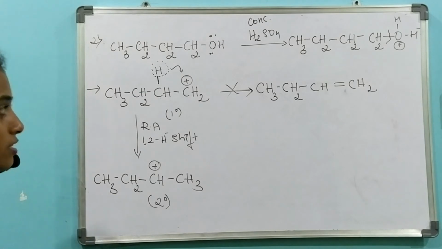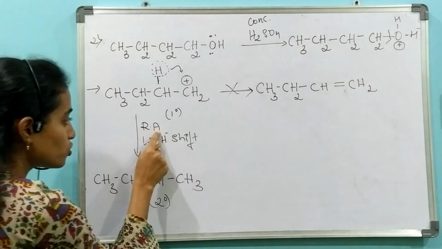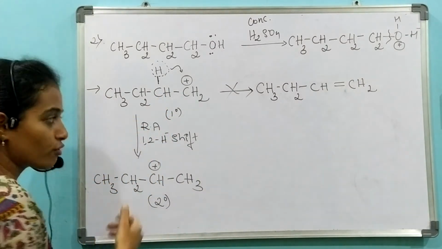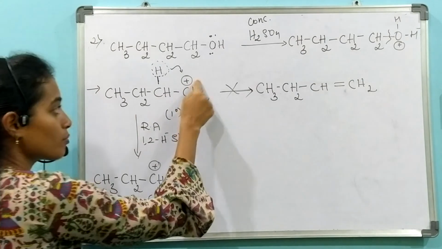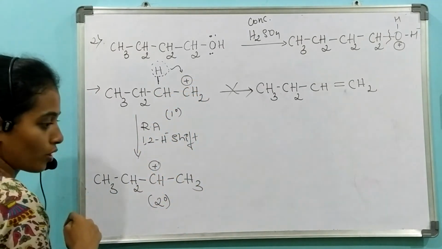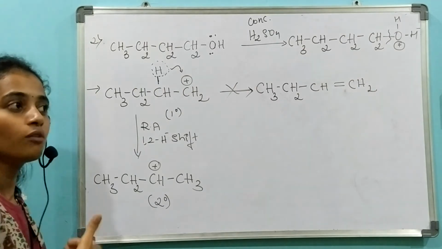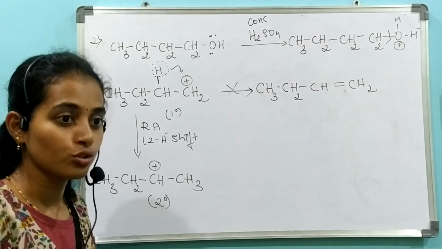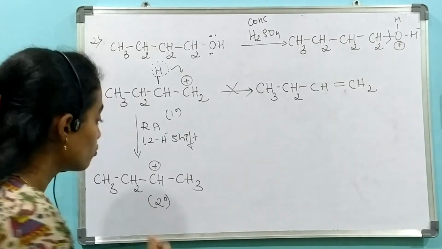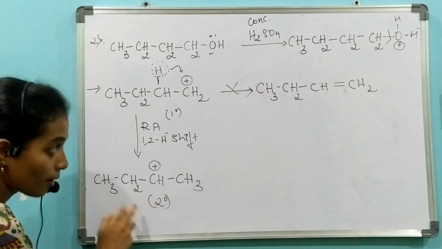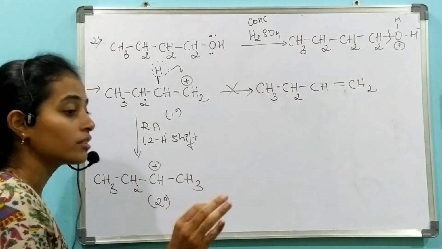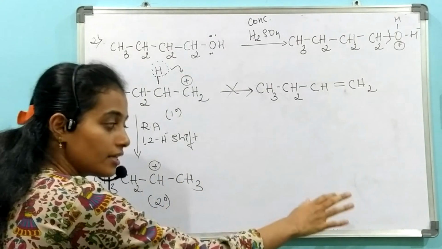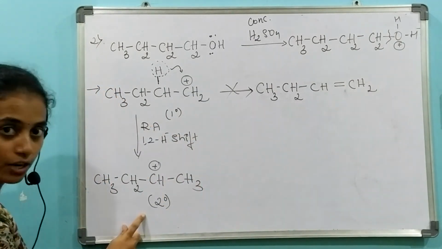I stabilized the carbocation just by rearranging the hydride from the adjacent carbon. Just by shifting the hydride from the adjacent carbon, I converted this primary carbocation into a secondary carbocation. What was the need? The more stable the carbocation you form, the more stable the alkene you will get. So there is a need for this rearrangement to stabilize the carbocation formed, because the product depends on the stability of the intermediate formed. The product stability depends on the stability of the carbocation formed.